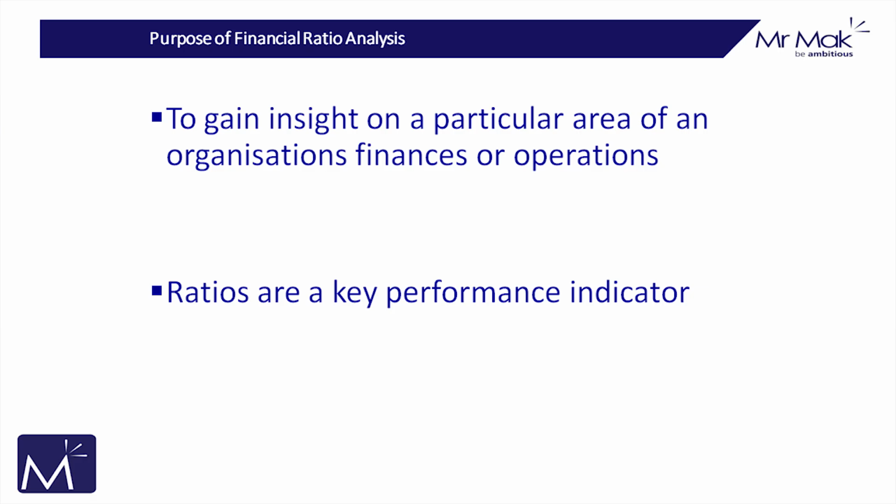So what are we trying to achieve when we do financial ratio analysis? What is financial ratio analysis? All we're trying to do with ratio analysis is to gain an insight on a particular area of a company's finances or operations. So ratios are a form of key performance indicator. They're a dashboard of sorts, and they help us to gain a particular insight, a snapshot view of a particular area of the company or its operations, or a combination of both.